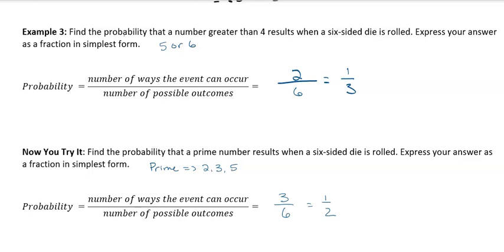This one asks us to find the probability that a prime number results when a 6-sided die is rolled. First you have to figure out what the prime numbers are, and we get that the prime numbers are 2, 3, and 5. 1 is neither prime nor composite, by the way. So there are 3 different ways to get a prime number. We put a 3 on top, the number of ways the event can occur, over 6, since it's a 6-sided die, so there are 6 possible outcomes, which is 1/2.